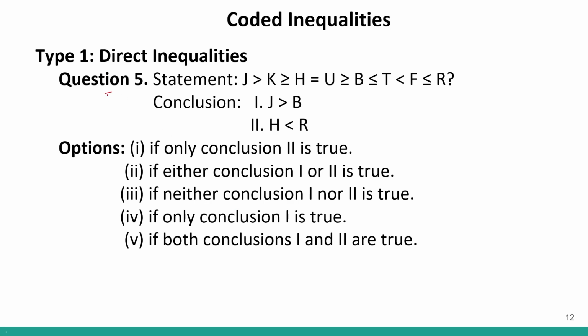Now looking at question number 5. Question number 5, this statement is given to us and two conclusions are given to us, and we have to see whether these conclusions follow or not. So J is greater than B. So we will move from J to B, correct? J is greater than B. So over here, I can see a relationship between J and B. J is greater than K is greater than equal to H is equal to U, and U is greater than equal to P. So clearly from this, I can say J is greater than B, so this will be true.